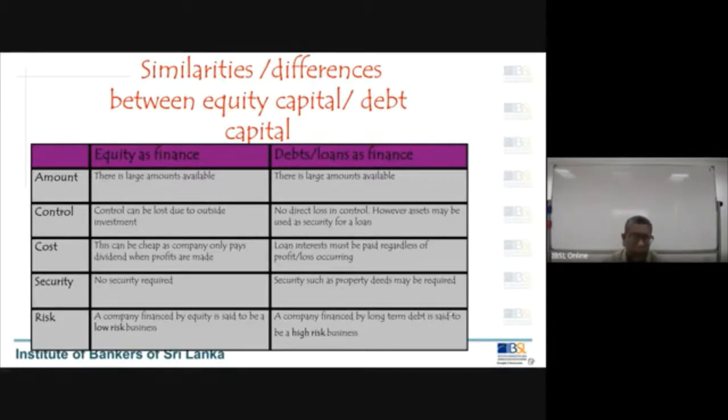Right? So these are the 5 factors: amount, control, cost, security, and risk, which can be considered as characteristics when we look at equity as finance and debt or loans as finance. Okay, right? I think you understood these differences, right?